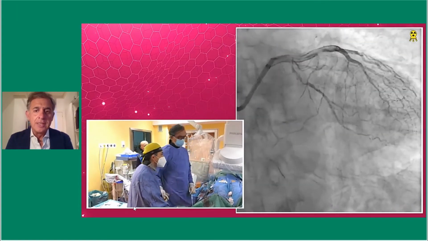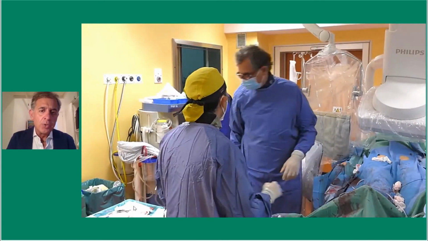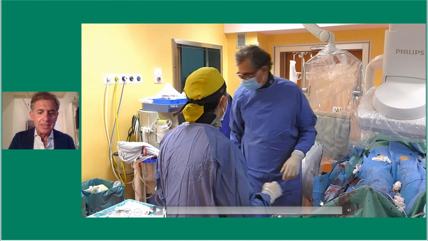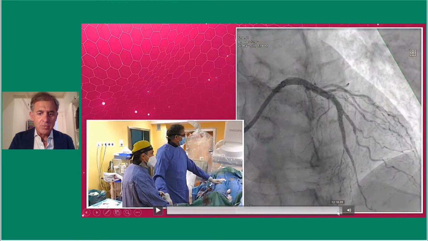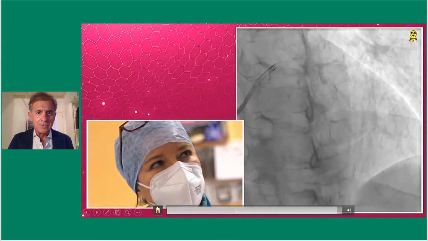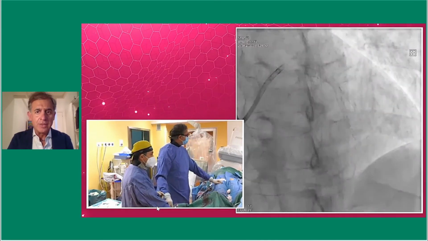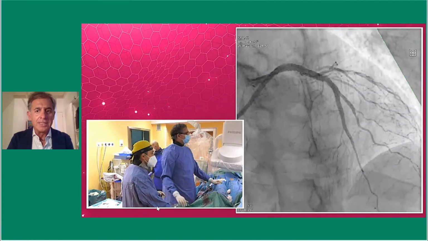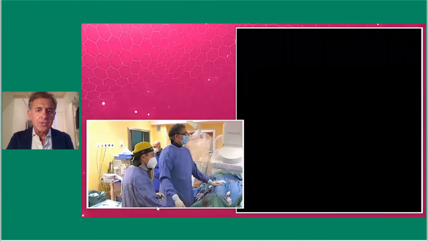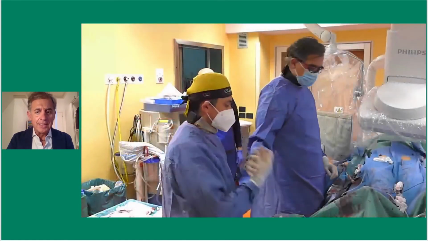We have also a very small circumflex with diffuse disease. So I think at the end with rotational atherectomy we were able to have a great result at the end of the procedure. Let me go back a second to show you again the final result after multiple stents. So from left main to LAD, this is the final result. You can see also the mini-crush technique at the level of the diagonal branch. Just to show you again the excellent result of this complex lesion in this patient.